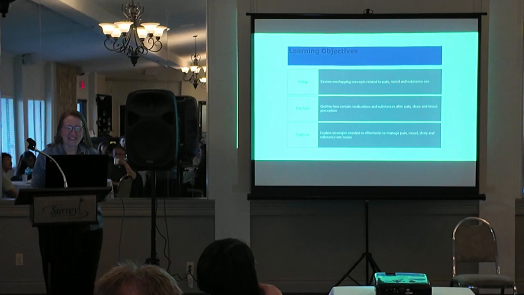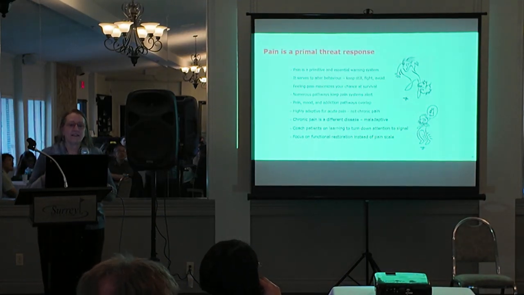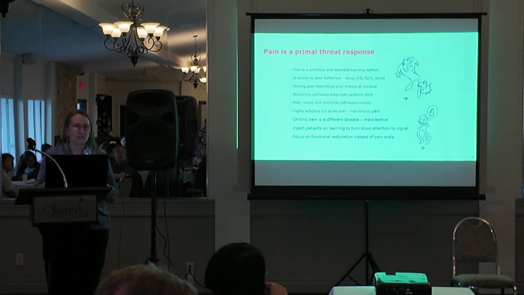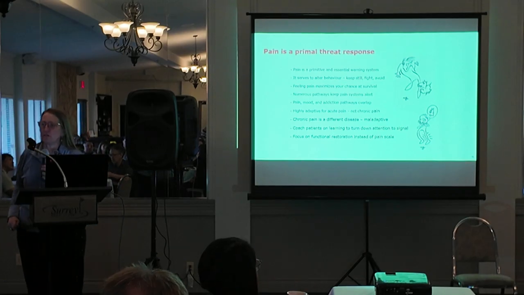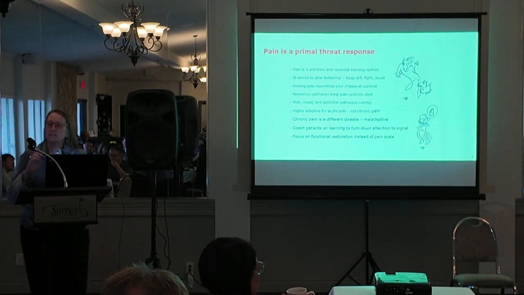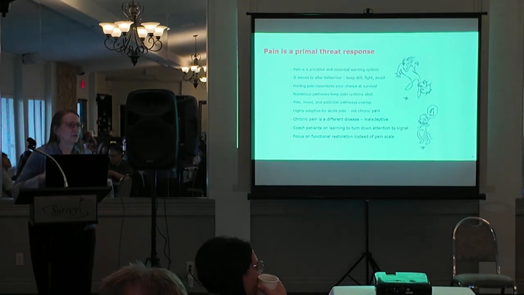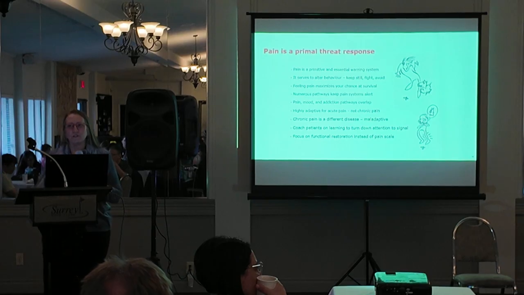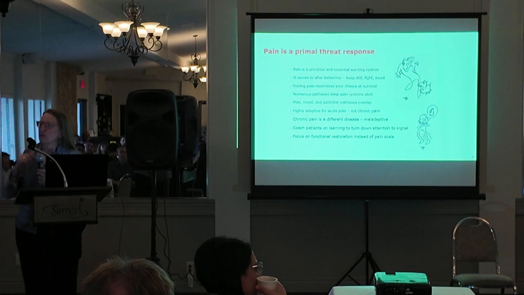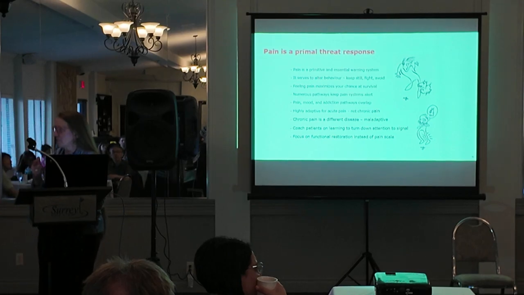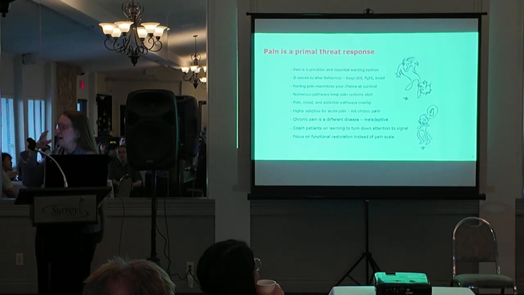Okay, let's go. Okay, so let me start with the initial concept that pain is a primal threat response. So pain is not proportional to how much tissue damage you actually have. It's proportional to how much threat the brain is seeing. And so it serves to alter your behavior, to either keep still, fight, or run away. So once you start seeing pain as a primal threat response, as the potential or the threat of tissue damage, you can see how the brain responds.